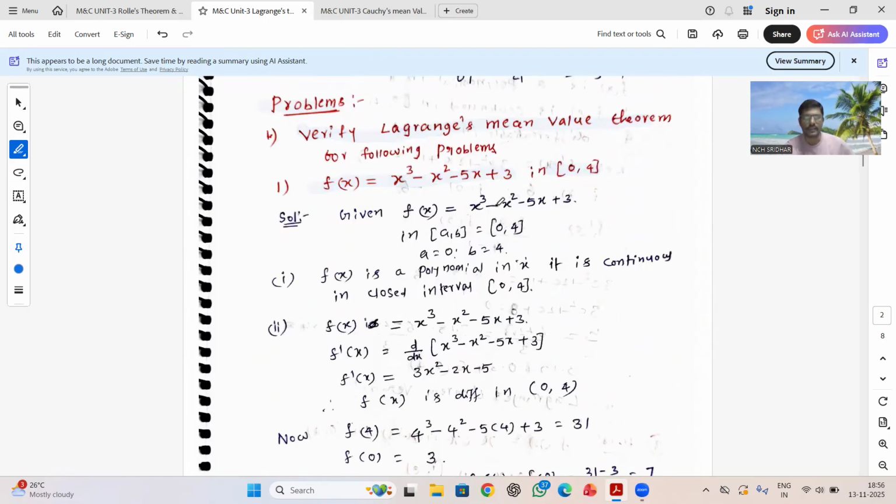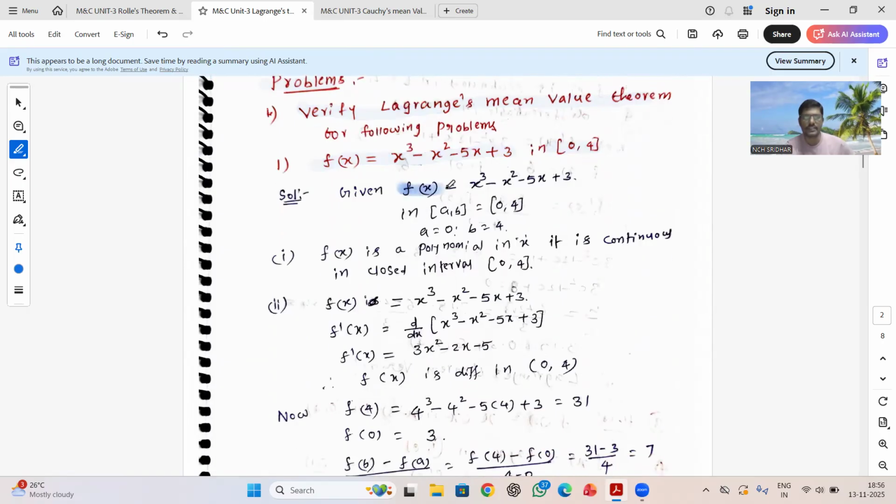The interval is given. So what is given first? f of x is equal to, write the given function, x cube minus x square minus 5x plus 3. Write the given interval: (a, b) is equal to (0, 4). That means when comparing, we get a equals 0, b equals 4. Now f of x is a polynomial. Clearly we have already discussed what a polynomial is. f of x is a polynomial in x, clearly a third degree polynomial. So every polynomial is continuous, in the given closed interval [0, 4].